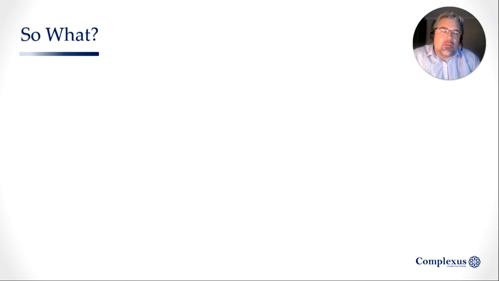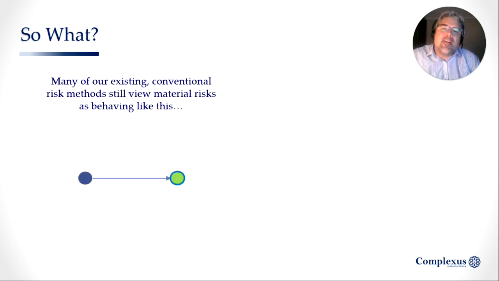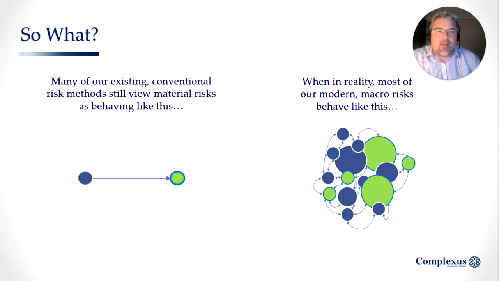So if I had to reduce the industry problem that I'm arguing to just a simple one pager, it would look something like this. Many of our existing conventional risk methods still view material risk as behaving in a very linear cause and effect type manner. The reality, however, is that most of our modern macro risks are more likely to be trending towards being complex, wicked, or chaotic. And this creates a very real problem for the practicing risk management profession. You cannot solve complex, wicked problems with standardized risk thinking or standardized risk methods. And we need to actually start accepting that.